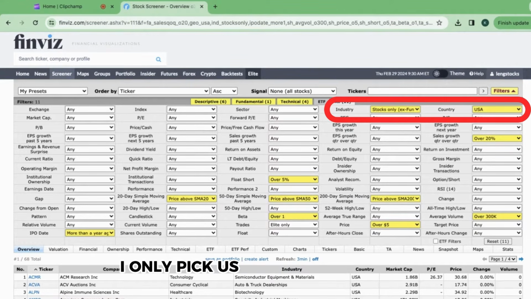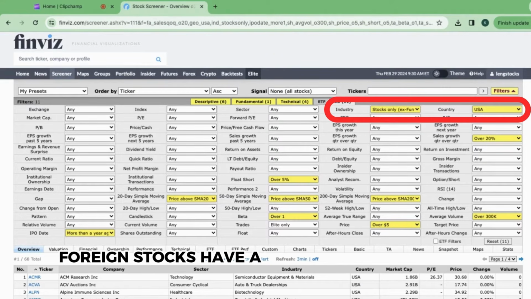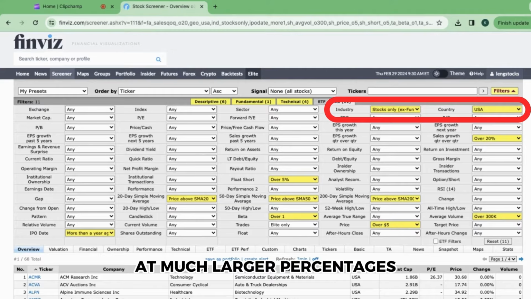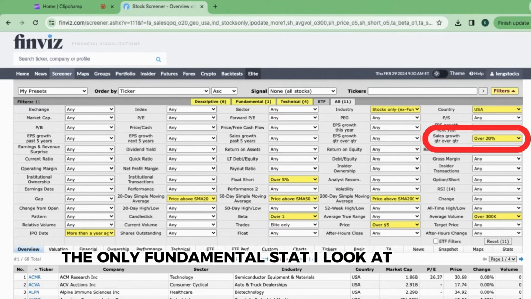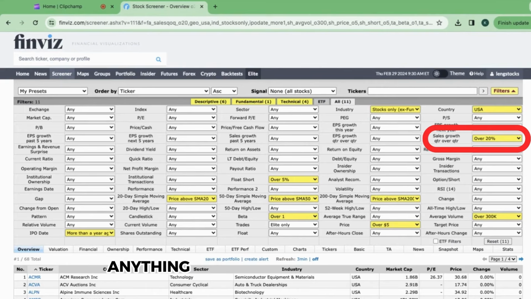I only pick US-based stocks only. No indexes or foreign stocks. Foreign stocks have a tendency to gap up or down at much larger percentages, especially Chinese stocks. The only fundamental stat I look at is sales growth quarter over quarter. Anything above 20% is good for me, since this is based on fact and not an opinion from an analyst.